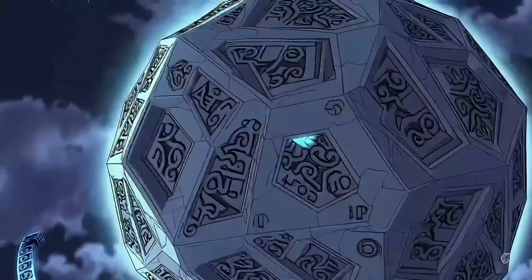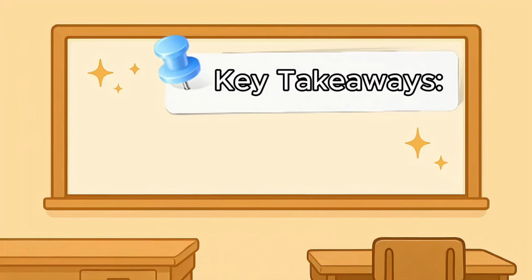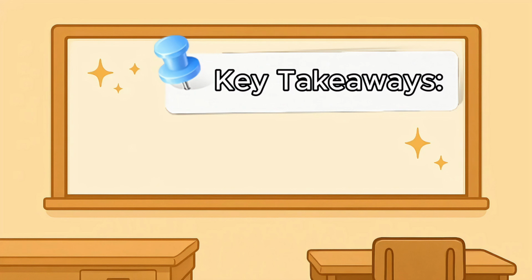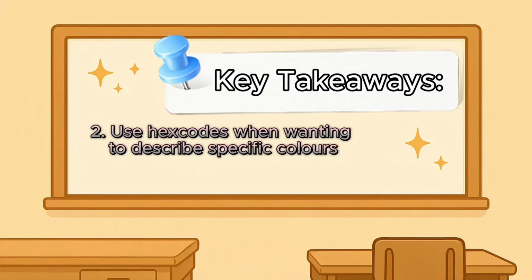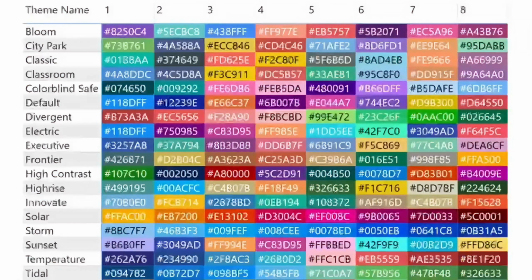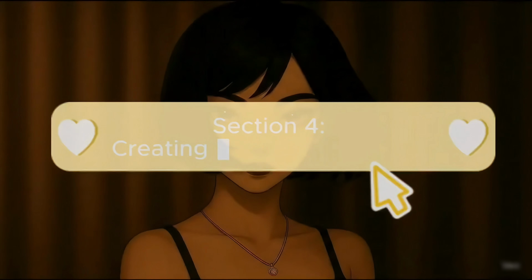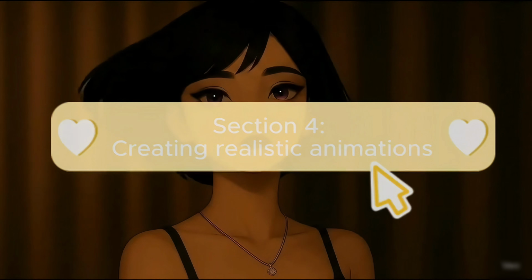So the key takeaways from this section are: 1. You can create more complex prompts by reverse prompting and using the copy-paste method that we covered in Section 1 and 2. And 2, using hex codes and other descriptive language can create things that will blow your mind. ChatGPT may not give you the exact color you're looking for unless you specify with the hex code. Section 4. Creating realistic animations.